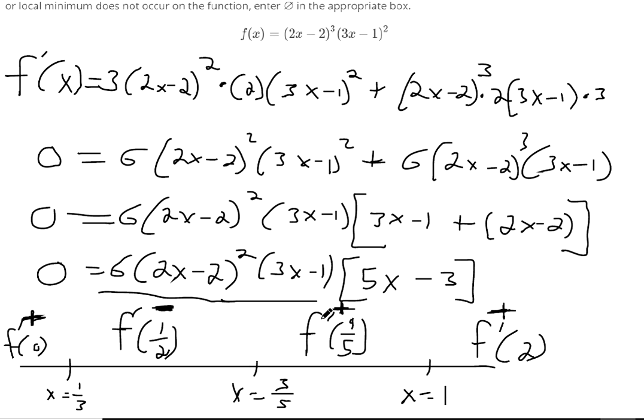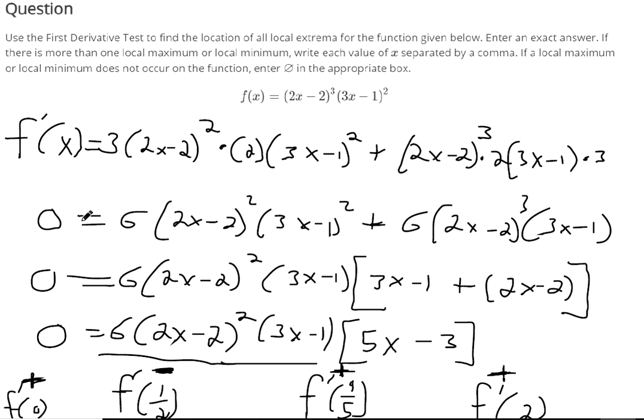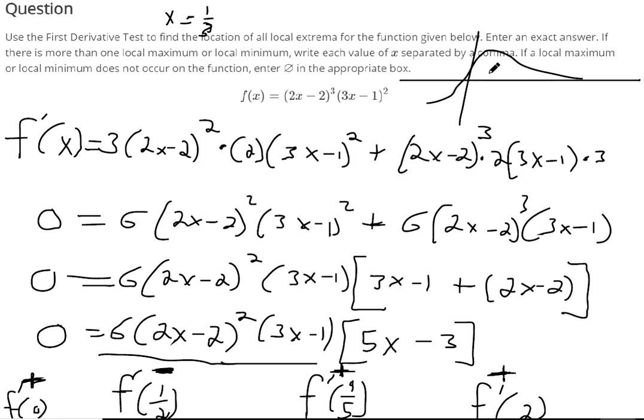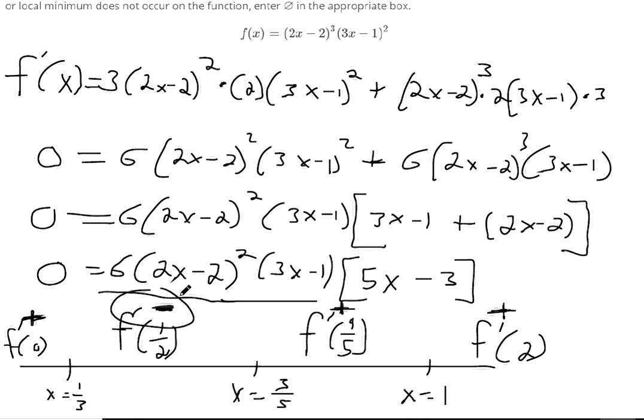Okay, so using the first derivative test, we went from positive slopes to negative slopes at x equals 1/3. So that's a maximum. Right, because at x equals 1/3, we hit a peak. The slopes were positive to the left of it, and then the slopes became negative to the right of it. So x equals 1/3 is a max. It went from negative to positive, so that means this is a minimum. x equals 3/5 is a minimum. And then we didn't change signs here, so this is neither a max nor a min. Okay, so this one was a maximum, this one was a minimum.